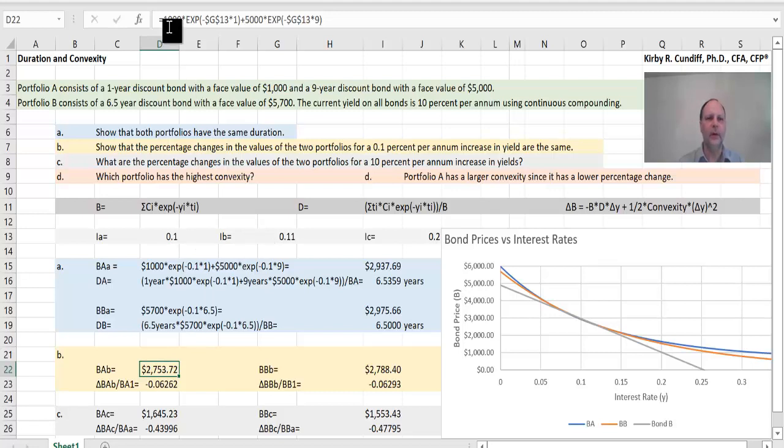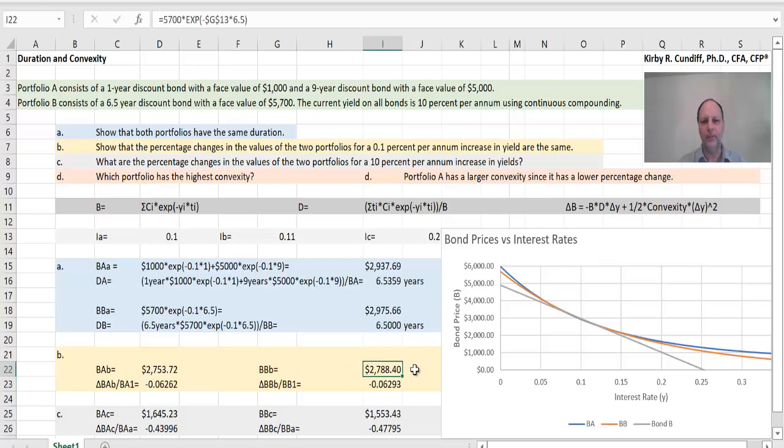So the new price of our portfolio is 1,000 exponent of minus G13, 0.11 times 1, plus 5,000 times exponent of minus G13, which is 0.11 times 9. And that gives us a new bond price of 2,753.72. So interest rates have gone up, so our bond price has gone down from 2,937.69 to 2,753.72. The percent change of that is the final bond price minus the initial bond price divided by the initial price, for a decrease in value of around 6.3%.